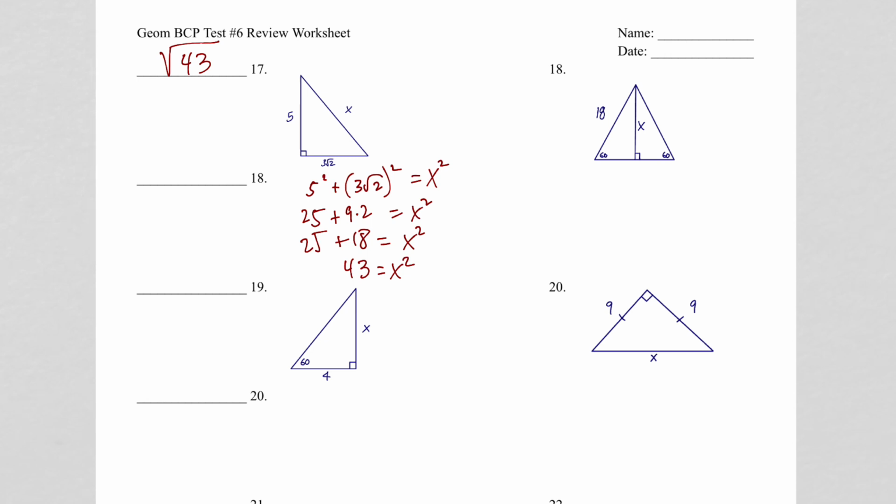All right, this is a 30, 60, 90 triangle. And if this is the hypotenuse, this right here is twice the smallest side. So this right here has got to be 9. And then the longer side is root 3 times the shorter leg. So this is 9 root 3.